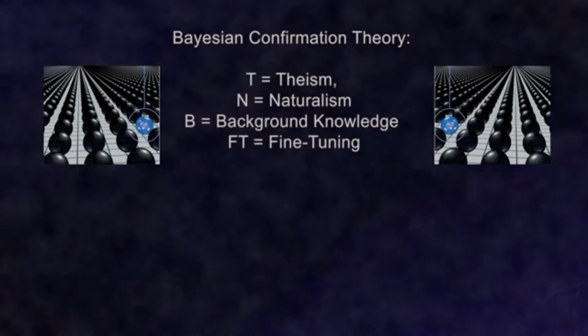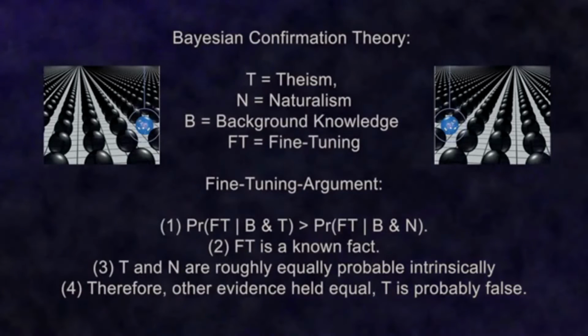Given what is called Bayesian confirmation theory, the relation of probabilities between the two hypotheses constitute what we call evidence, favoring one hypothesis over another one. Let T abbreviate theism, N naturalism, and B our background knowledge, while FT abbreviates fine-tuning. Then we can formulate an argument as follows. 1. The probability of fine-tuning, given our background knowledge in conjunction with theism, is larger than the probability of fine-tuning given our background knowledge in conjunction with naturalism. The claim is that we would rather expect fine-tuning given that theism is true than if naturalism is true.